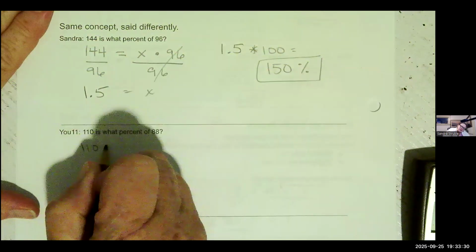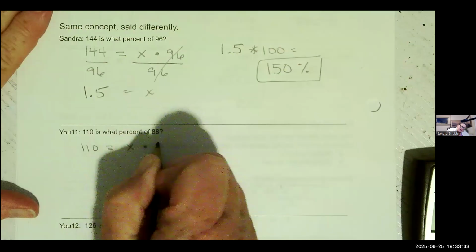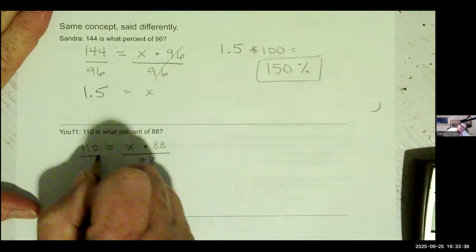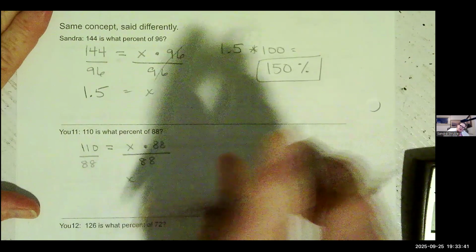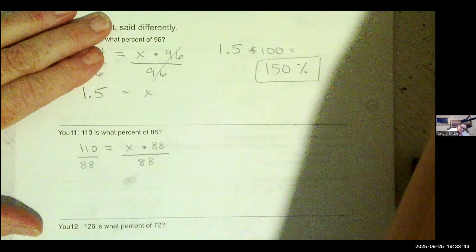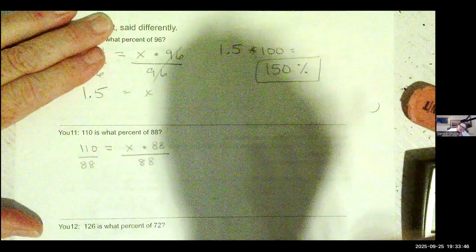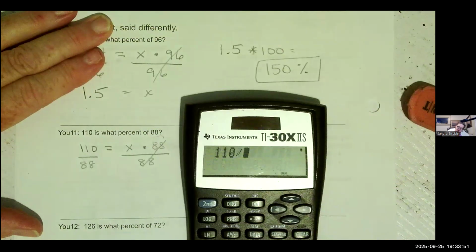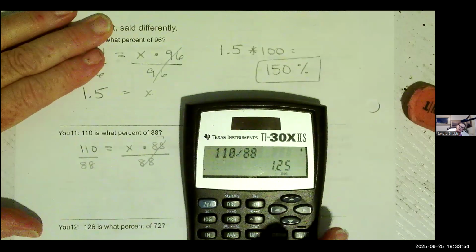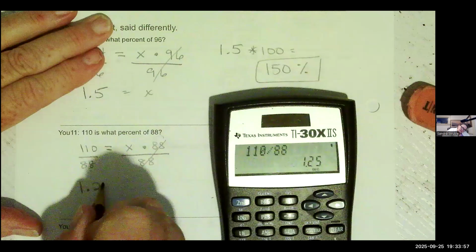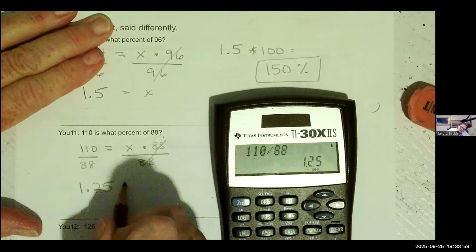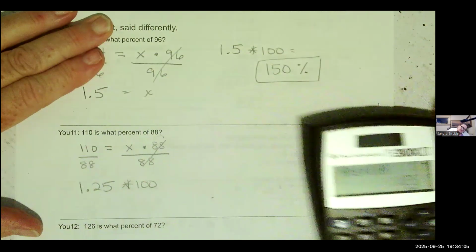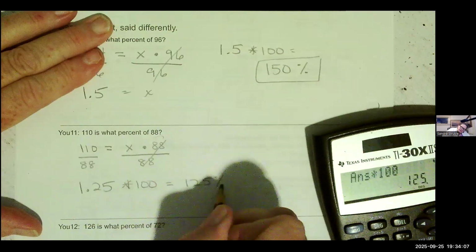Okay. 110 is what percent of 88? Divide both sides by 88. Actually, I don't even need the X. These reduce. We're left with the X, which we want. 110 divided by 88 is 1.25. But we want to turn that into a percent. So I have to multiply it by 100. And I got 125 with percent sign.